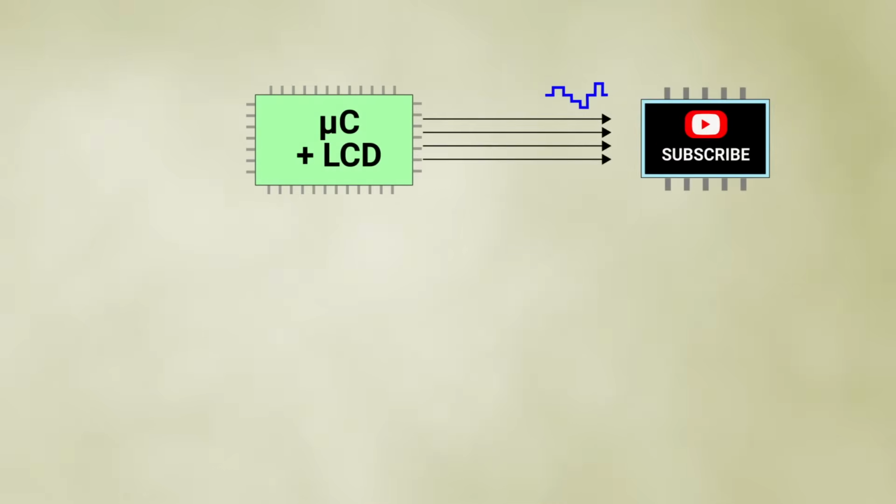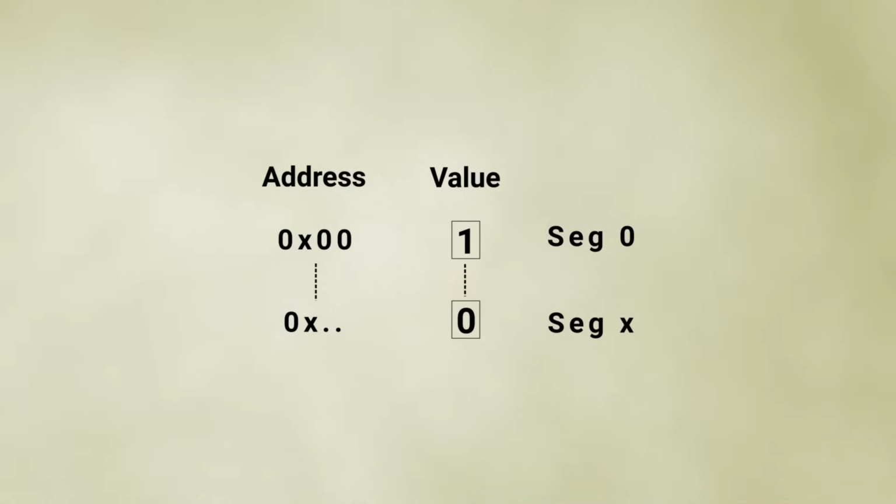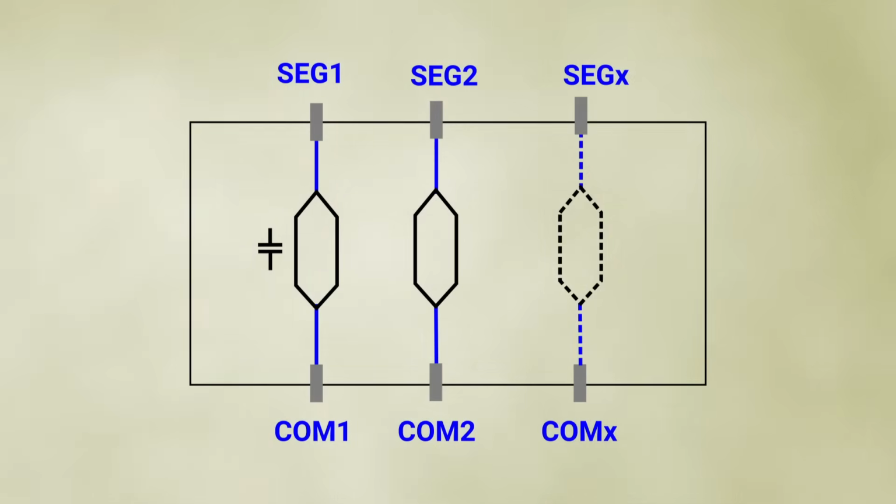This can be built into your microcontroller or managed by an external driver over a serial interface. Either way, you just write 1 or 0 to the driver's registers to control each segment. To reduce pin count, multiple segments can share a common pin. The maximum segment count is simply the number of commands multiplied by the number of segment outputs.